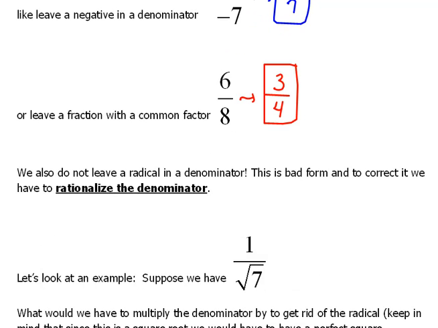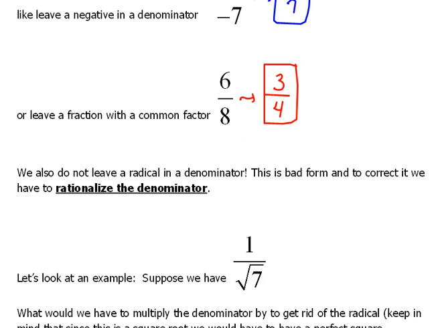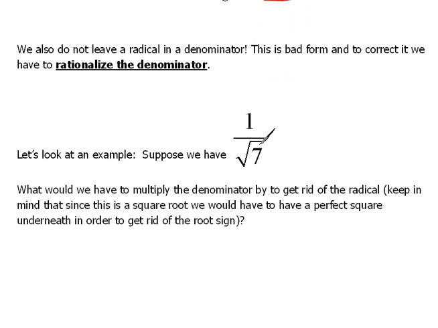Just like, if we have sign issues, we should clean that up. If we have common factors, we should clean that up. So same thing here. We cannot leave the denominator irrational. We have to fix that, and that's called rationalizing the denominator, making it rational rather than irrational. Okay, let's try and figure out what we have to do here.